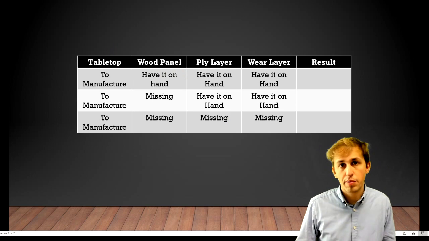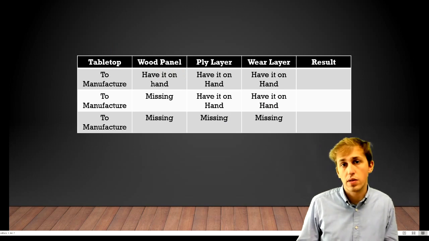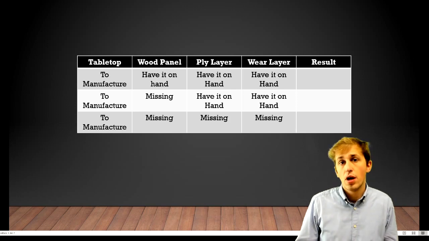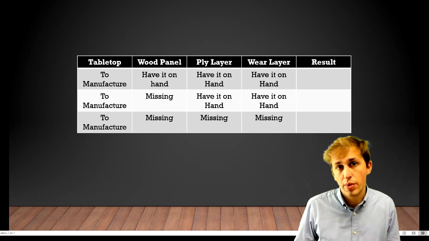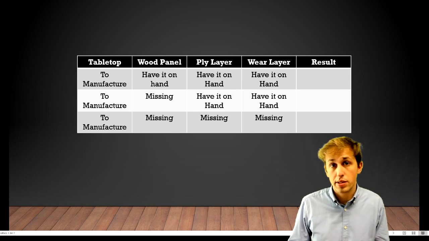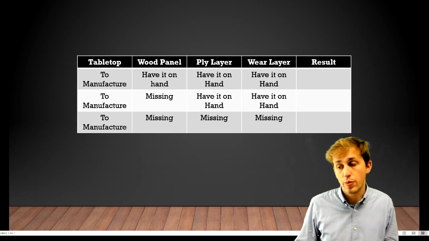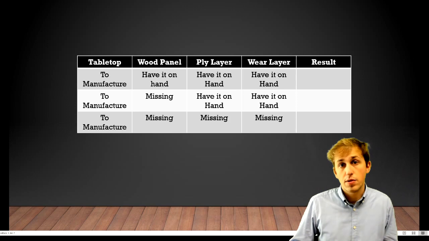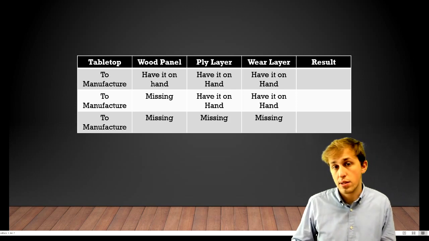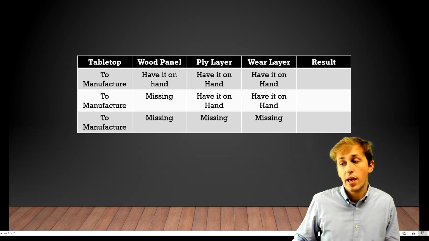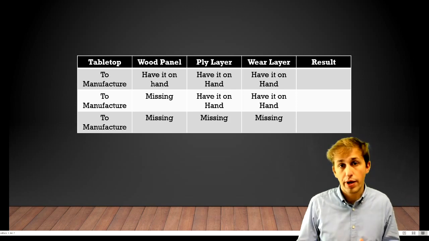So I've created three main situations that I think, if Odoo behaves well, it will behave well in all other situations. On the first one, we want to manufacture the tabletop, and we have the wood panel, which is the subproduct of the tabletop. So let's see how Odoo behaves there. On the second situation, we want to manufacture the tabletop, however we don't have the wood panel, but we have the two subsequent products, the ply layer and the wear layer. And on the third situation, we don't have anything on hand and we want to see how it behaves.